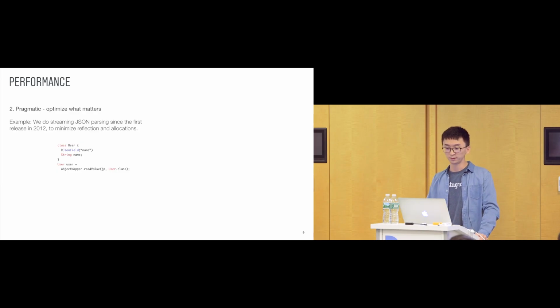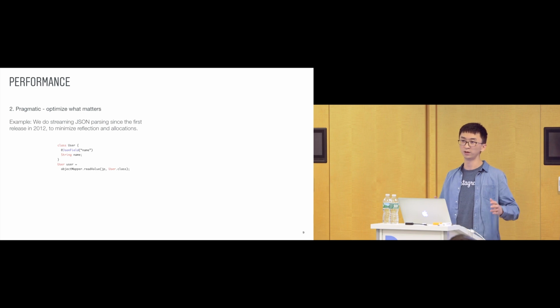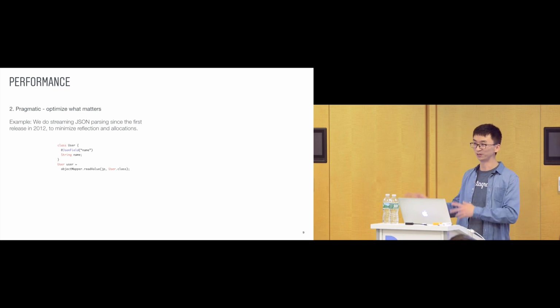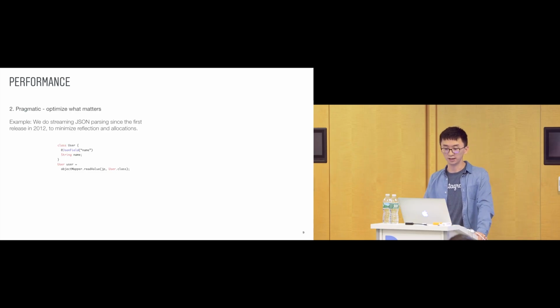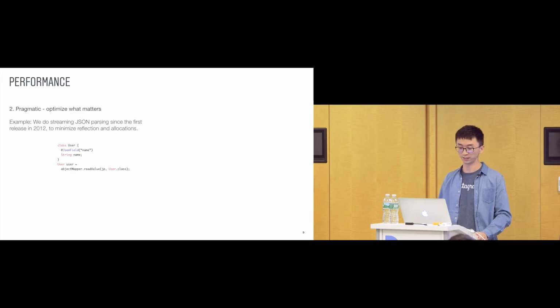So the solution to this problem is that you want to do streaming parsing. You basically want to parse your JSON token stream into the model class directly, without any intermediate allocation. And you also want to avoid any reflection calls to look up the annotations on the model class. The typical JSON parsing code would look something like the one on the left, where you use the object mapper, read a value from the JSON parser, and load it as a class.